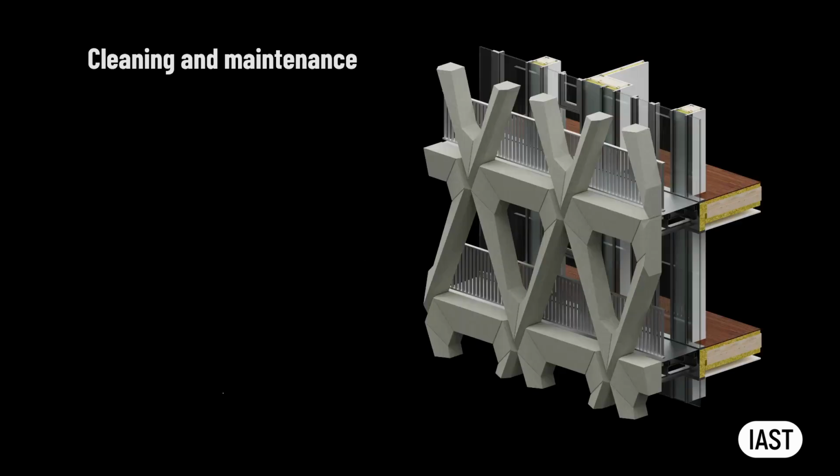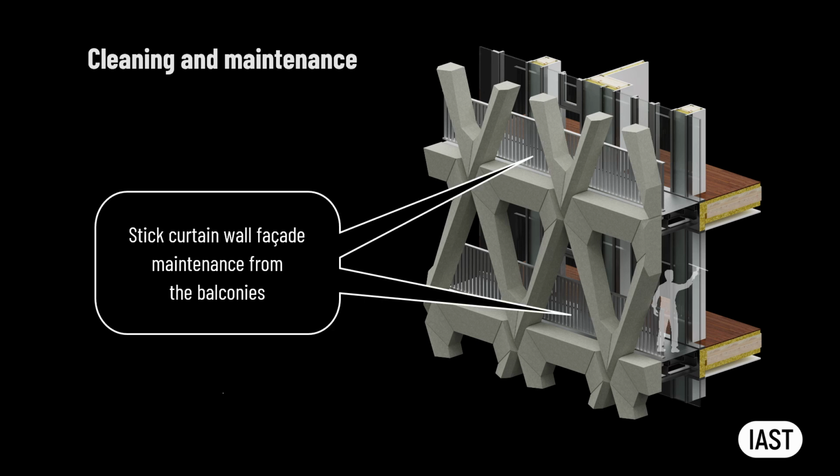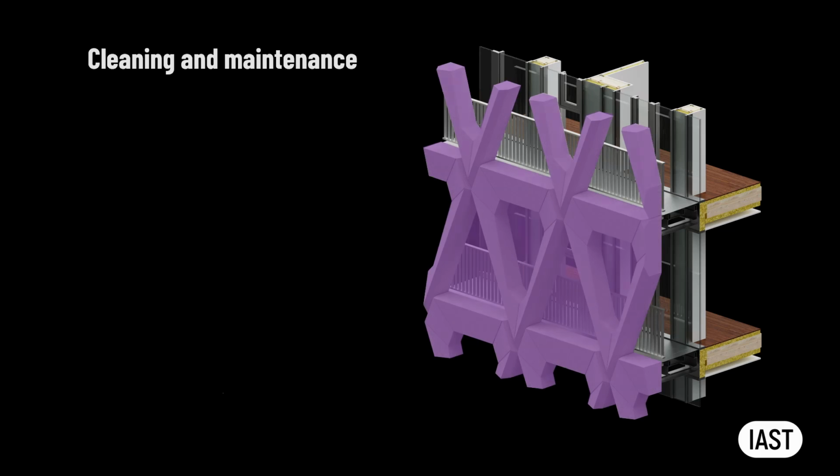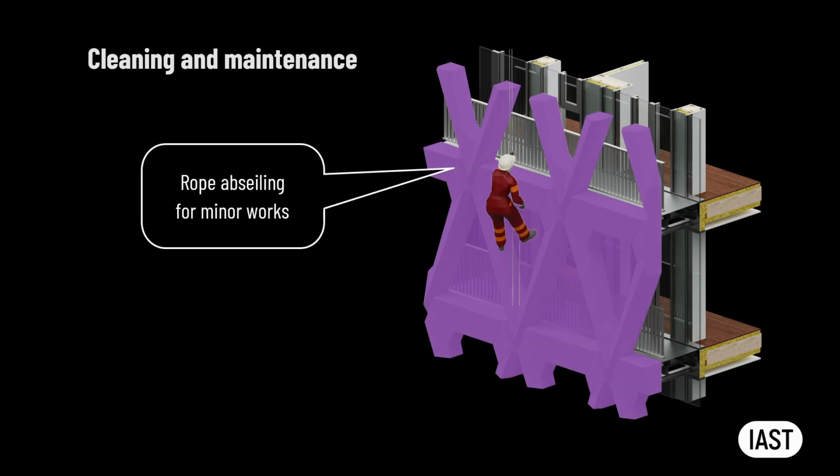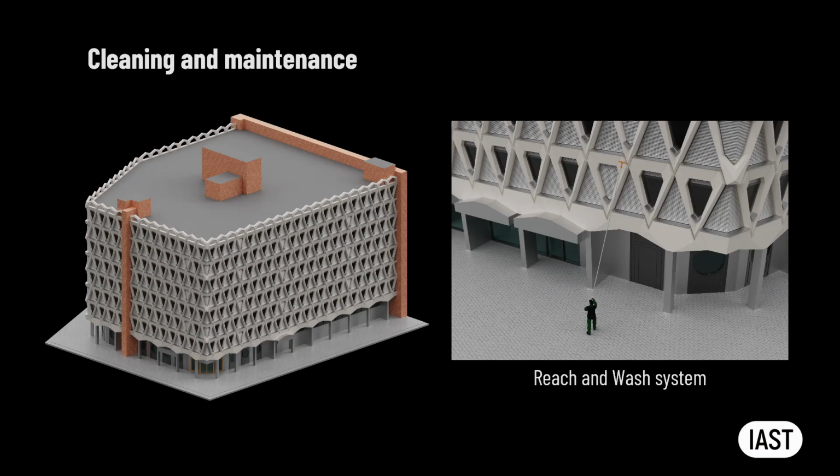In the option with mass timber frame, it is possible to clean and maintain the stick curtain wall facade from the balconies. In this instance, it is important to ensure that all glasses and doors do not exceed the sizes of the internal doors and corridors and should be sufficiently lightweight to be manually handled by the operatives when various parts are replaced in case of breakage. Additionally, provision should be still made for rope access for minor works and cleaning of the external retained precast concrete screen. In all retrofit options, the lower floor facade could be cleaned via so-called reach and wash system.